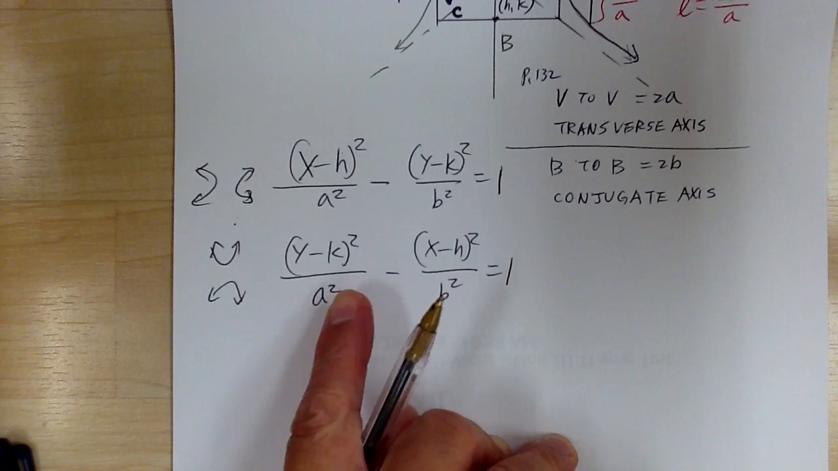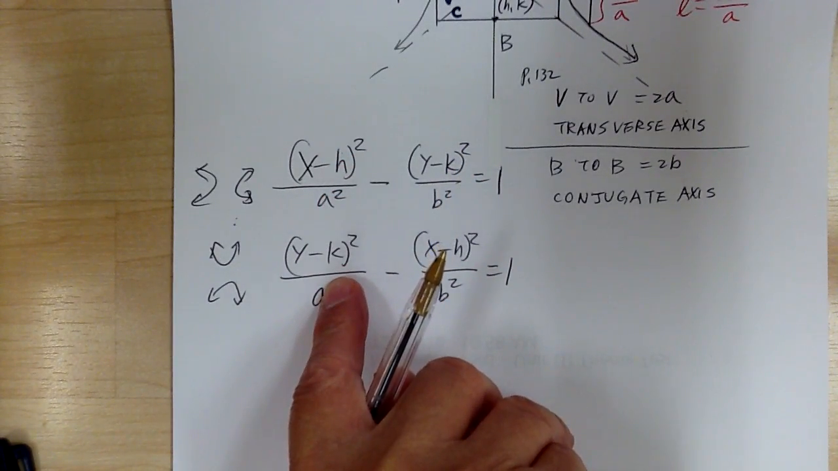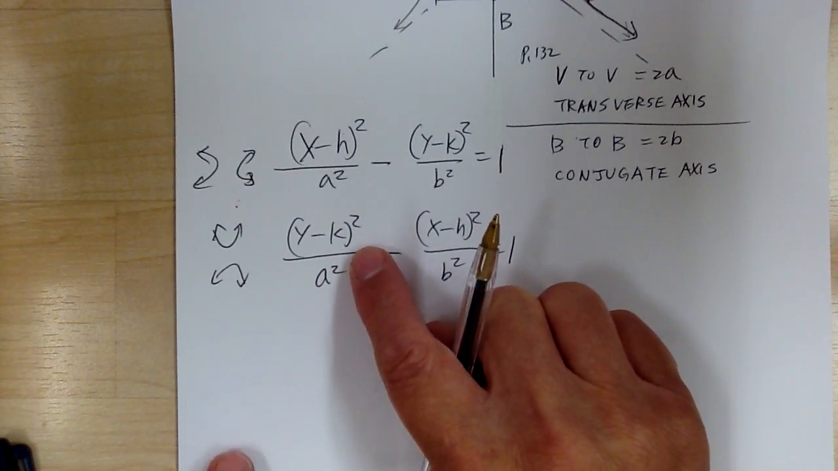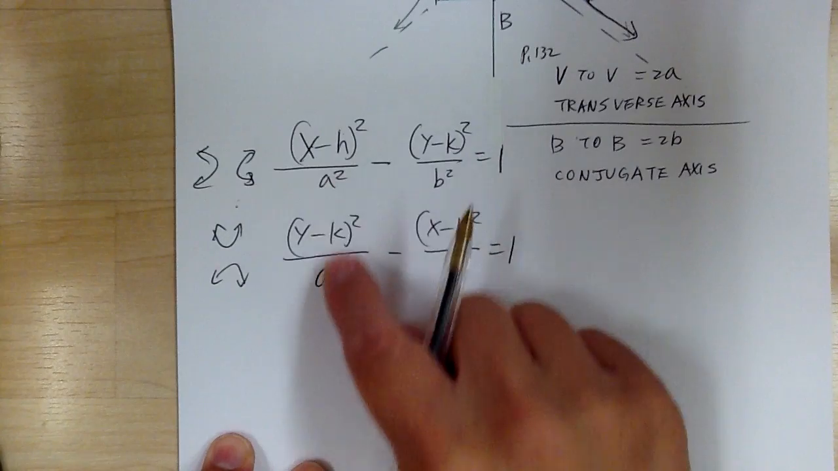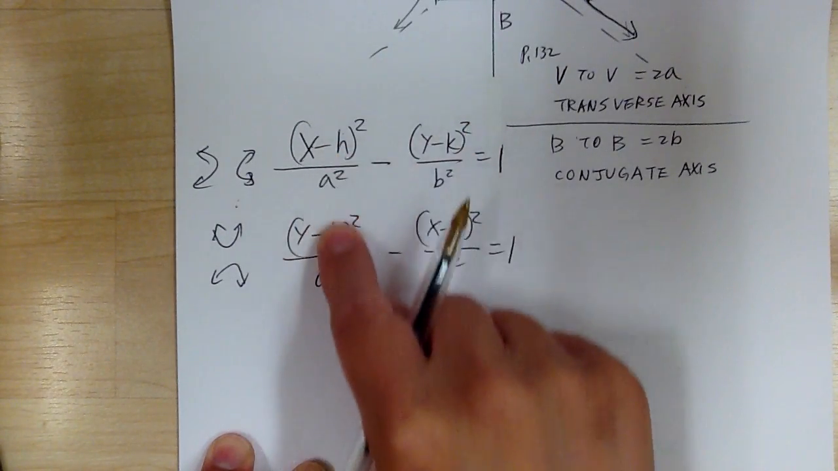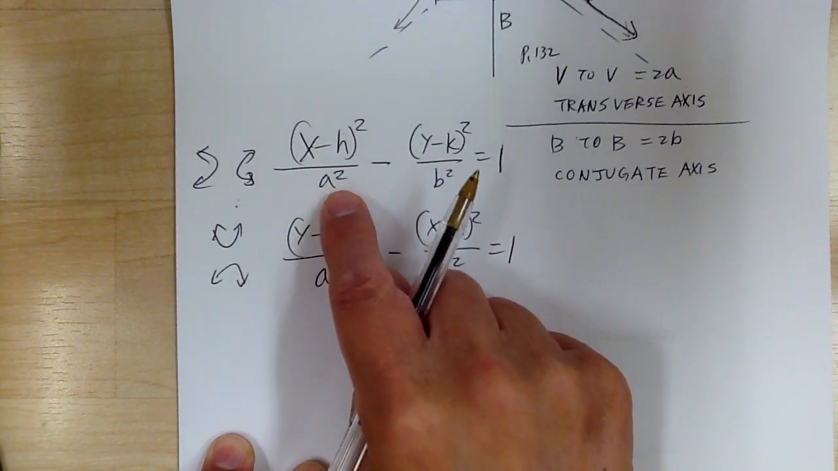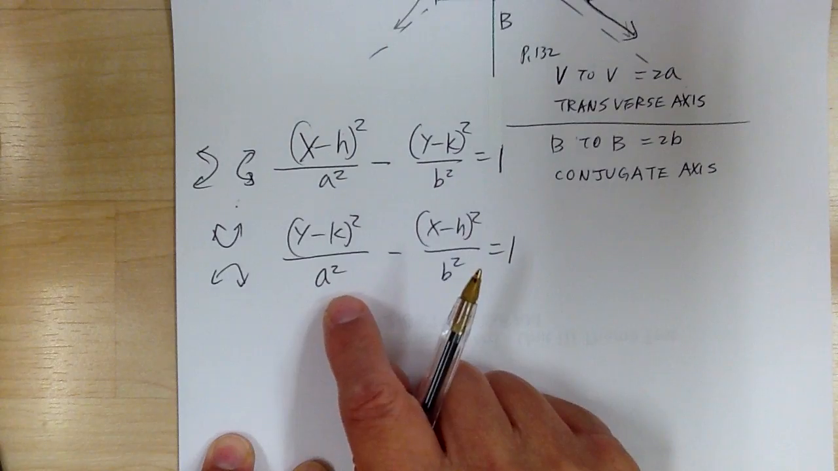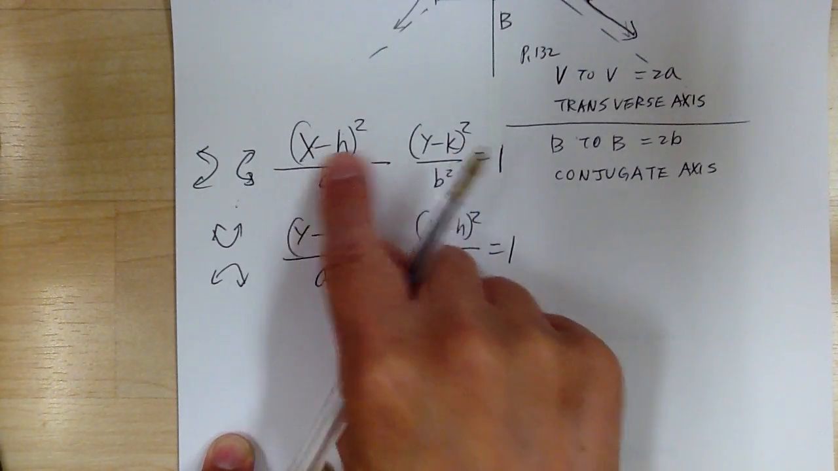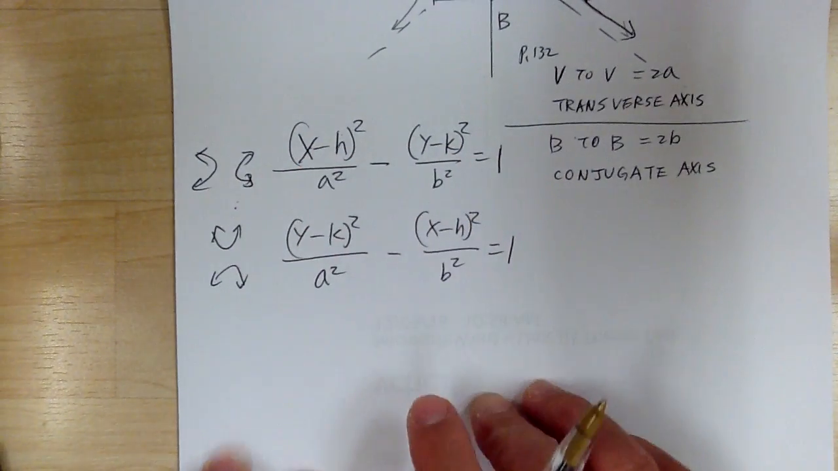So for the hyperbola, whichever comes first, the one that is positive determines the direction. And notice in the hyperbola, the a squared always goes in whatever direction it is going. So if x comes first, then the a will be under the x. If it goes in the y direction, the a will be under the y. So notice in the hyperbola, the x and the y get switched.